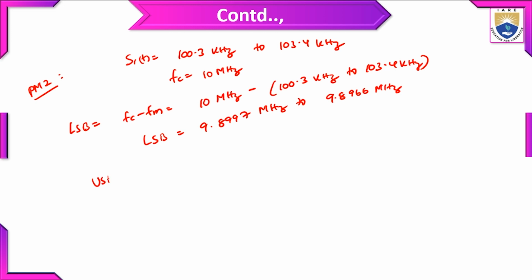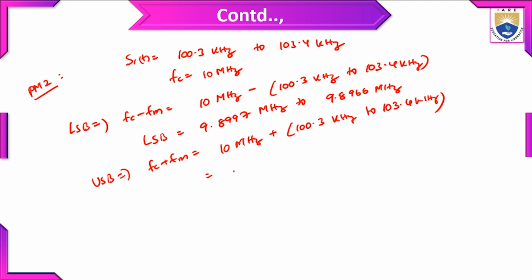Next one is USB. So USB is nothing but FC plus FM. So 10 megahertz plus 100.3 kilohertz to 103.4 kilohertz. So now we're going to add this: 10.1003 megahertz to 10.1034 megahertz. So this is the two product modulators LSB and USB.